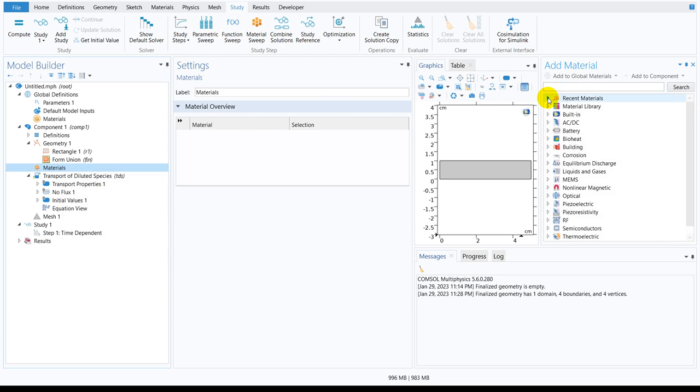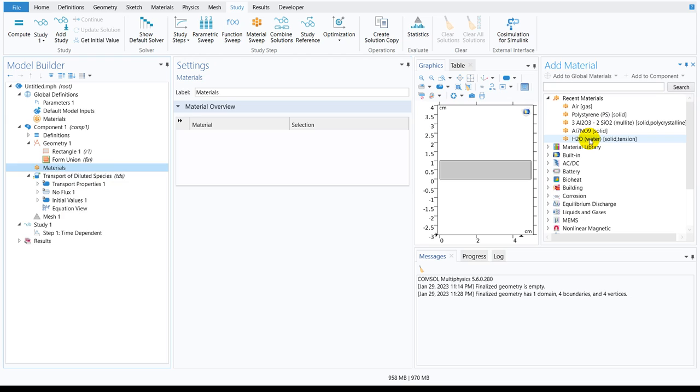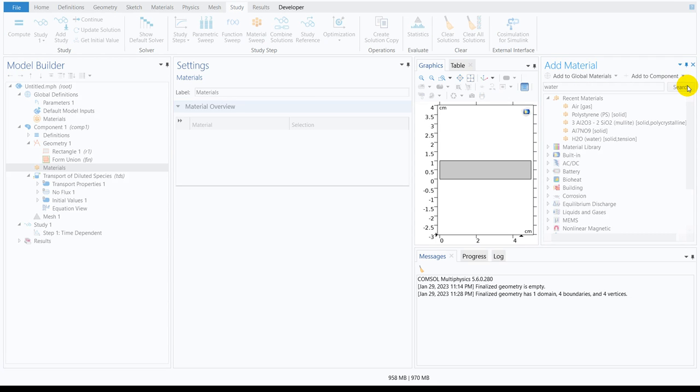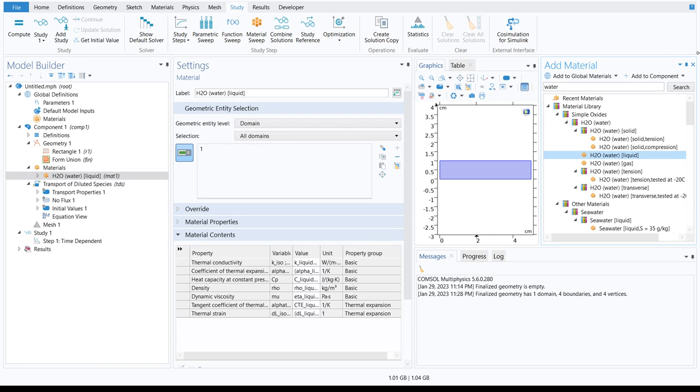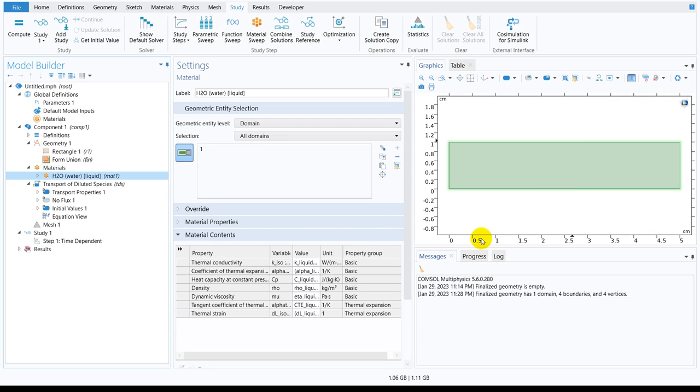Now material. Suppose I have a material, say I have water inside the channel. So I am putting water. This water should be liquid, so let me look for water. Yeah, this is water liquid, this one. We should choose this one, and it is automatically selected in the solution space.